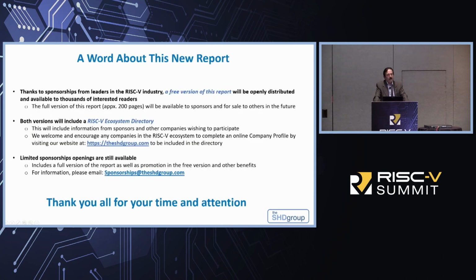So last word, a word about the report. Thanks to sponsorships from many of the market leaders in the RISC-V community today, a free version of this report is going to be openly distributed and available to, we think, thousands of interested readers. That version is about 50 to 60 pages. A full version containing all the data behind the charts that I've showed, in all the granularity, approximately 200 pages, will be available to sponsors.